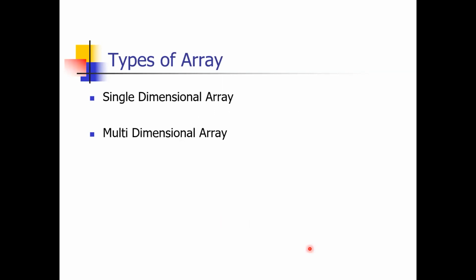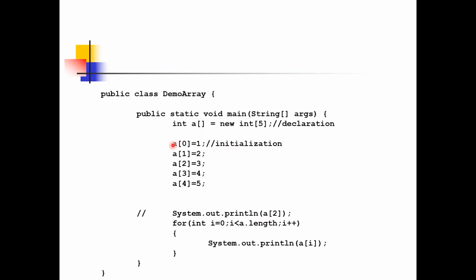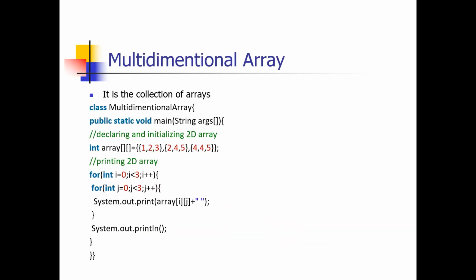So the types of arrays are single dimensional array and multi-dimensional array. The previous one is an example of a single dimensional array. But for a multi-dimensional array, we have to mention it like this. Suppose it is 2-dimensional, i for row, j for column. So first is for row, second is for column. Now if you want to print the value, then you have to mention a0,0, a0,1, a1,0, a1,1. Otherwise, apply a loop.